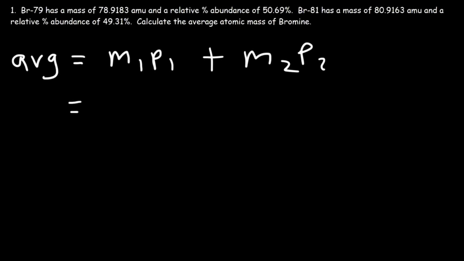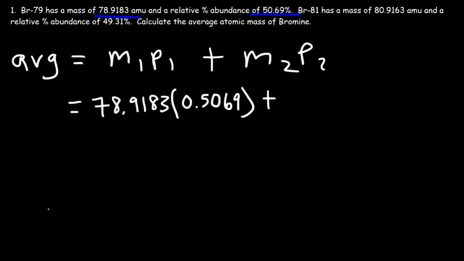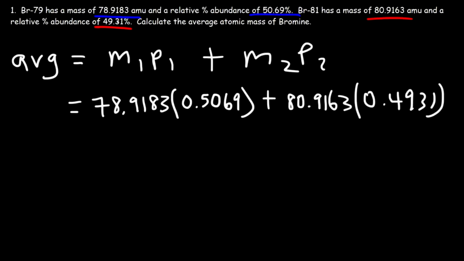In this case, M1 is the mass of the first isotope, so that's going to be 78.9183. P1 is the percentage for that isotope. We need to convert it to a decimal number, so we divide 50.69 by 100, and that's going to be 0.5069. Now the second mass is 80.9163, and we multiply it by its percentage, which is 0.4931. You can also move the decimal point 2 units to the left if you're dividing that number by 100.